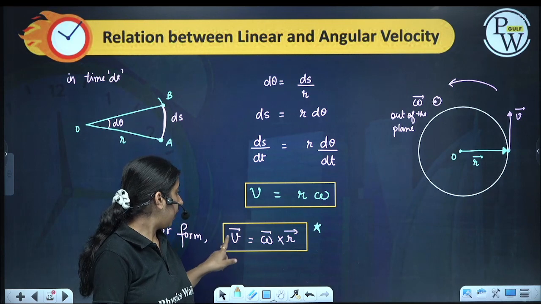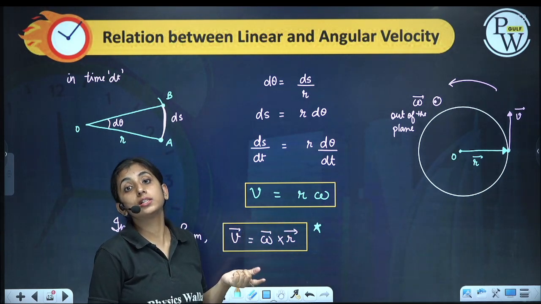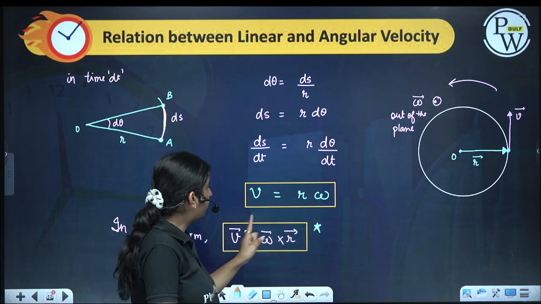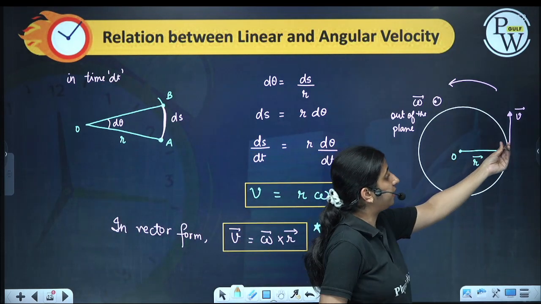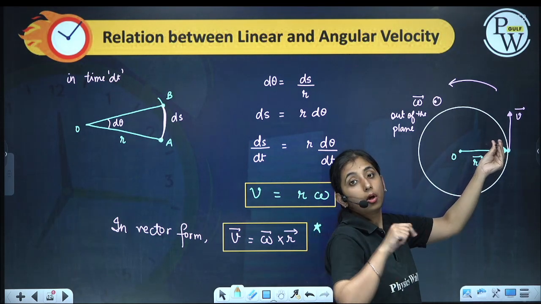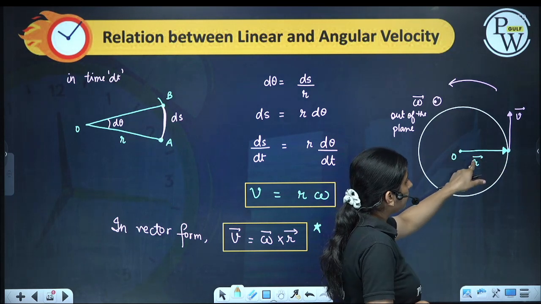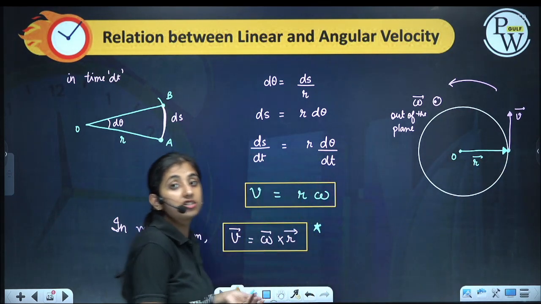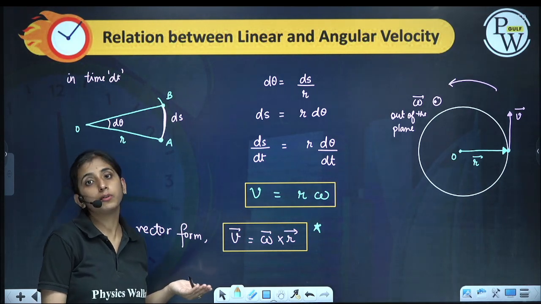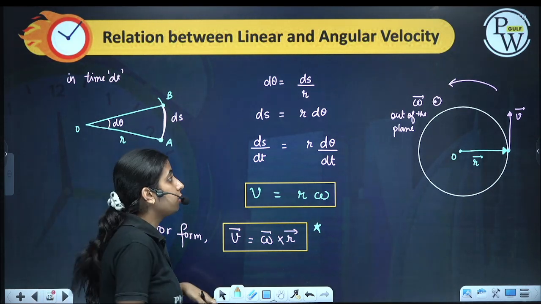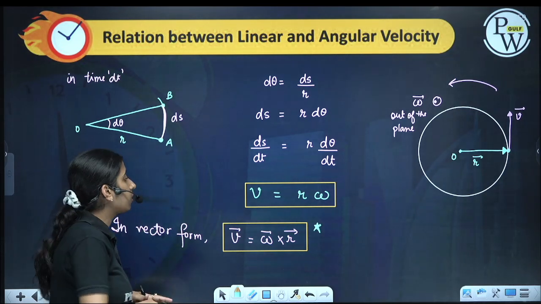Now we know that the cross product of two vectors yields a third vector which is perpendicular to both the vectors. See, velocity will be perpendicular to omega. Yes, it is perpendicular to omega. Omega is out of the page, velocity is perpendicular to r, tangent is perpendicular to radius. r is along the radius vector, velocity is along the tangent. So at every point v will be perpendicular to r as well as omega.